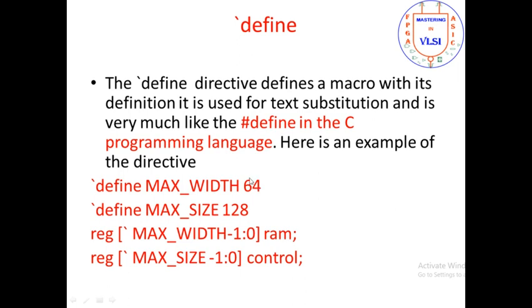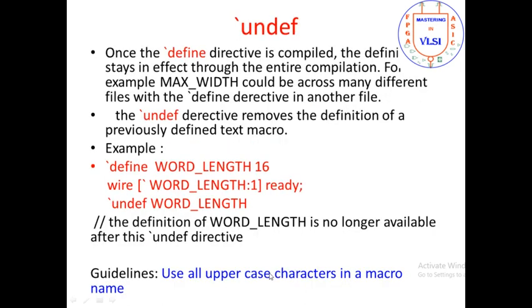The meaning is, the total length we mentioned is 64. Here it will be minus 1, so 63 down to 0. Totally it will be 64 bits. Here also, like that, MAX_SIZE 128 is mentioned, so 127 down to 0. So totally 128 bits are allotted for the signal called control.